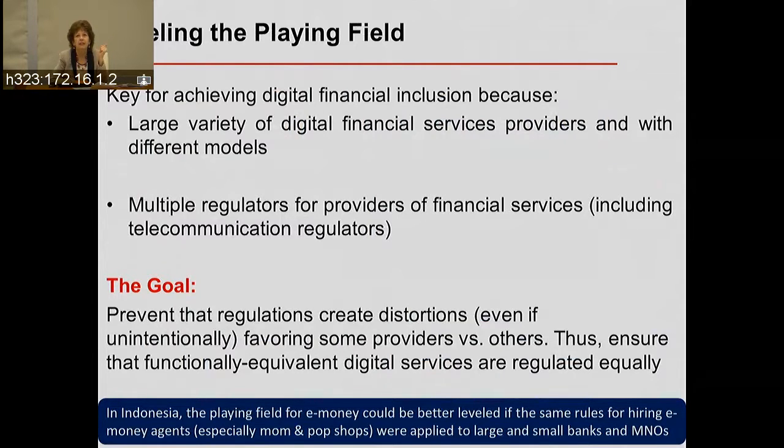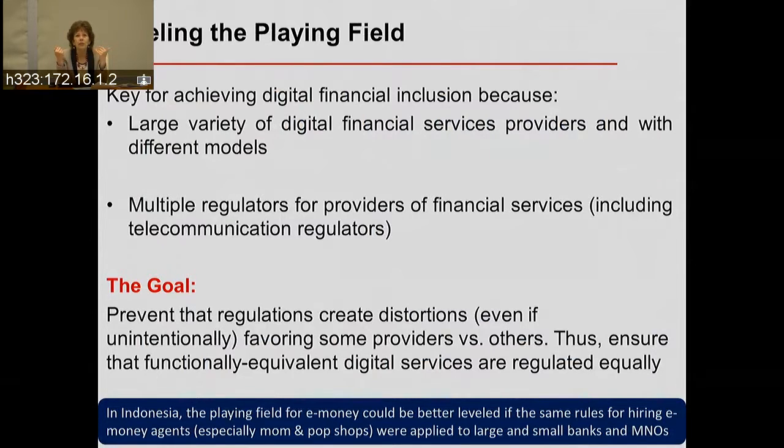On level the playing field, well, when you have a sector like the financial sector where there are so many players, where digital financial services is now booming in terms of not only players, but innovations and business models, you certainly need regulations that do not favor one provider versus another, or put another way, that do not discriminate against one provider versus another. And so leveling the playing field is essential for financial inclusion.